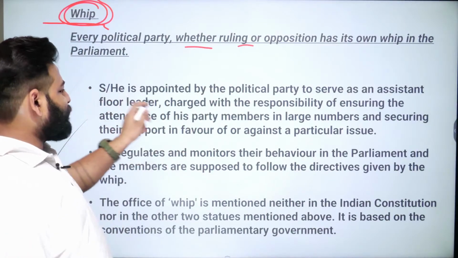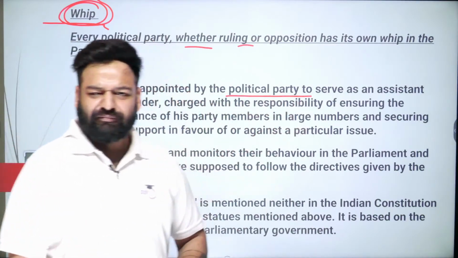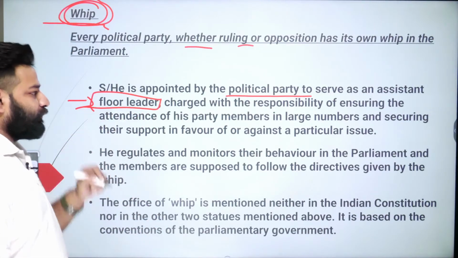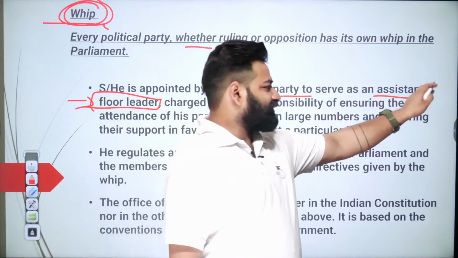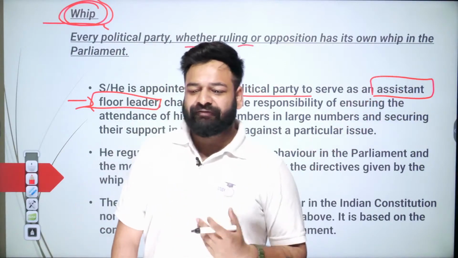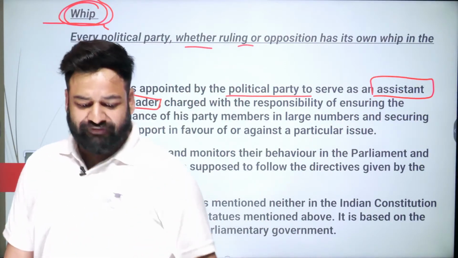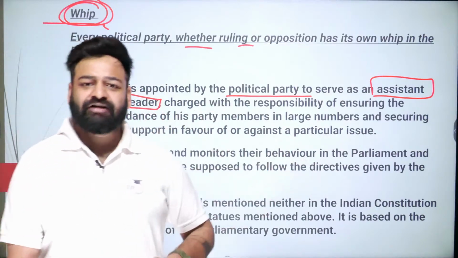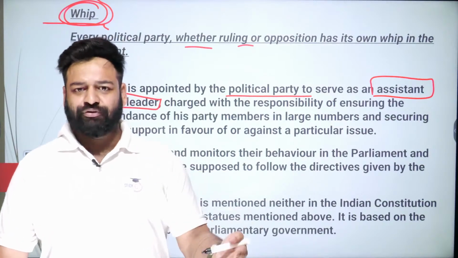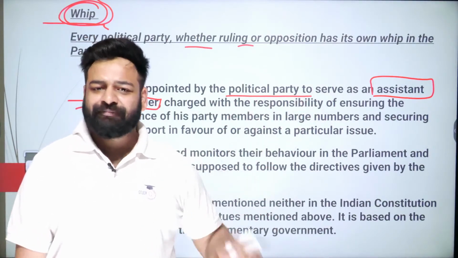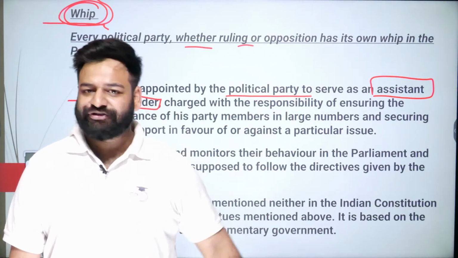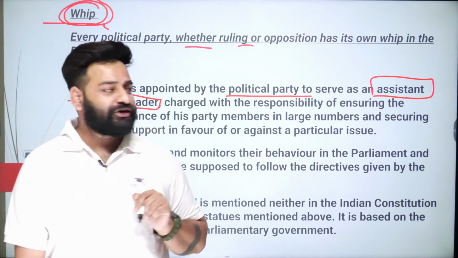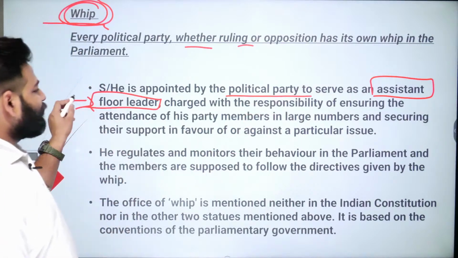He or she is appointed by the political party to serve as an assistant floor leader. To serve as what? Assistant floor leader, as in if the teacher is there, to serve the teacher, what we have got? We have got another one, that is the class monitor. In that very same way, the leader of the house. Who is the leader of the house? It is the Prime Minister. So to serve the Prime Minister, who we have got? We have got the whip. That is what we term as the assistant floor leader.